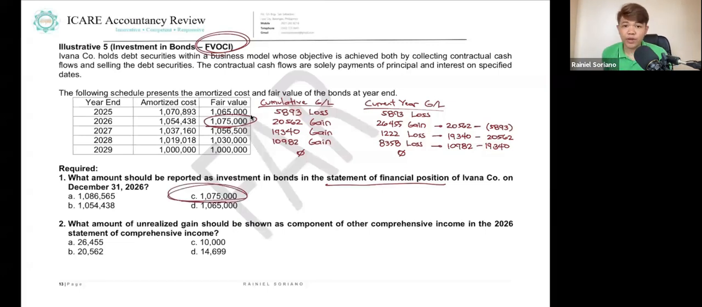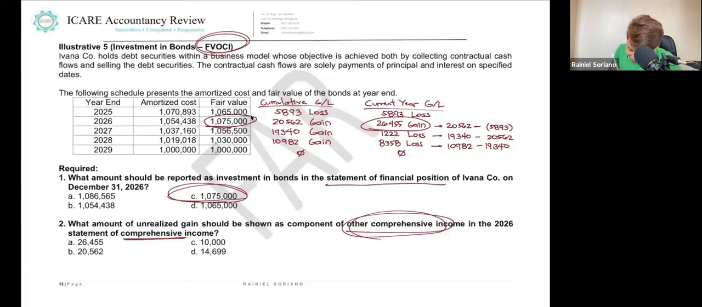1,075,000 po yun. That's why requirement 1, 1,075,000, final answer. Requirement 2, what amount of unrealized gain should be shown as component of OCI in the 2026 Statement of Comprehensive Income? Kapag comprehensive income, current year lang. 2026, magkano yun? That's 26,455 gain. Tama ba? So, ibig sabihin, 26,455 or alpha, final answer.